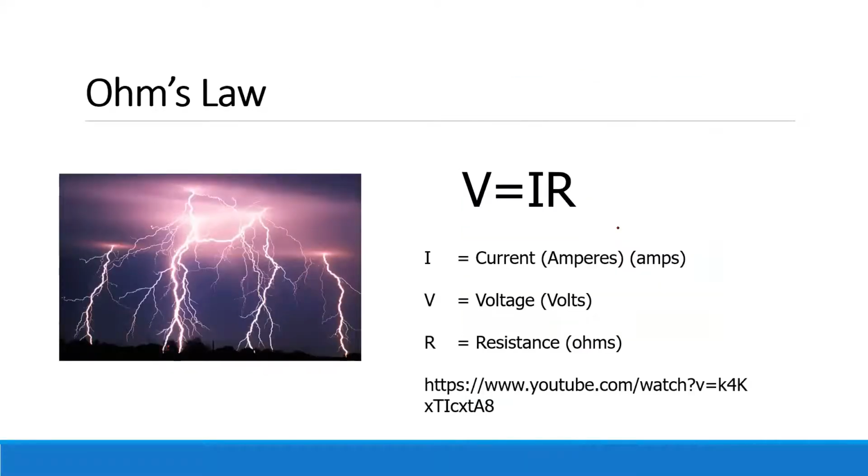Ohm's law, V equals IR. Now this is the big boy here. This is the one that we rely on the most when dealing with electronic circuits. Don't get me wrong, the other formulas are useful, but this is the one that matters probably the most. Voltage is equal to the current times the resistance.